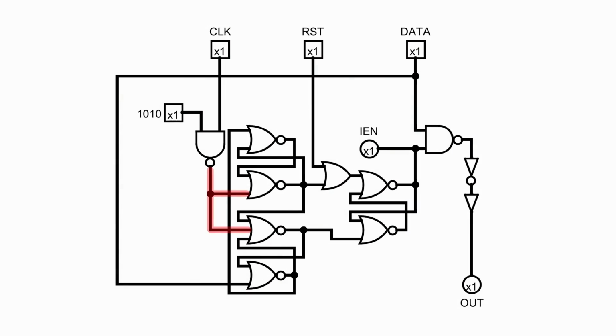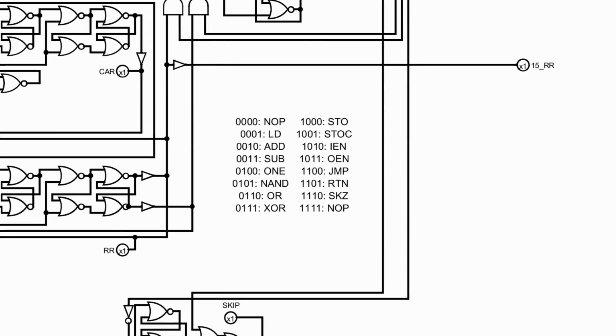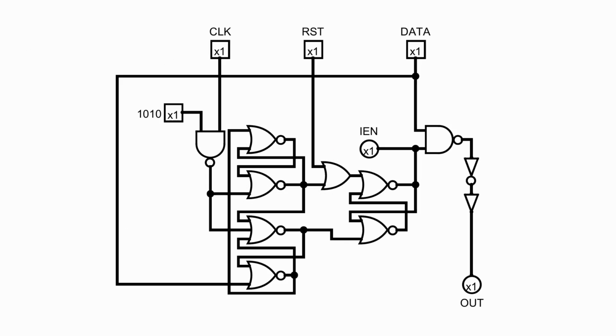Now, the clock that comes into this D flip-flop has 2 requirements. 1, it needs to be inverted, and 2, it needs to be gated. I only want the clock to operate when our instruction coming from the instruction register is 1010. That is the input enable instruction. And so gating a clock like this is really easy. You just have a NAND gate.